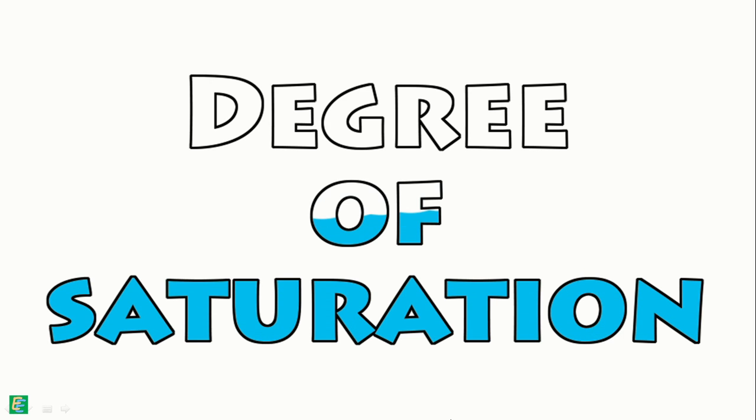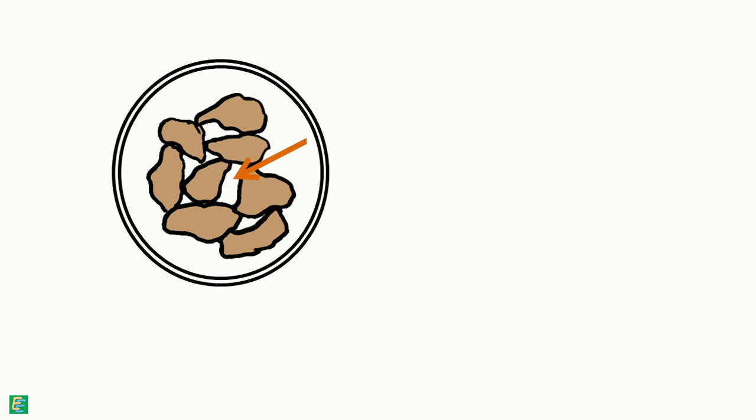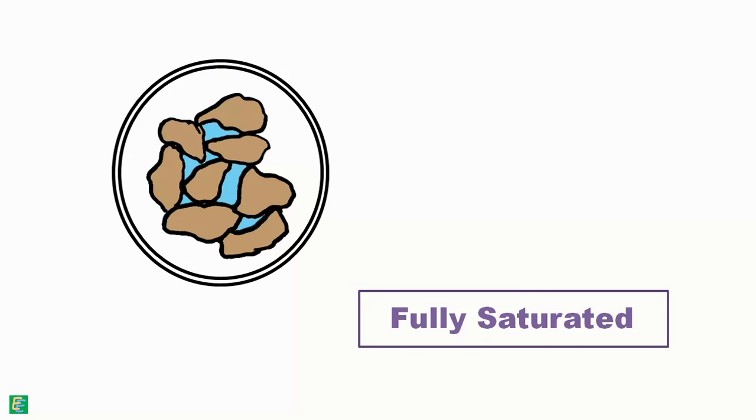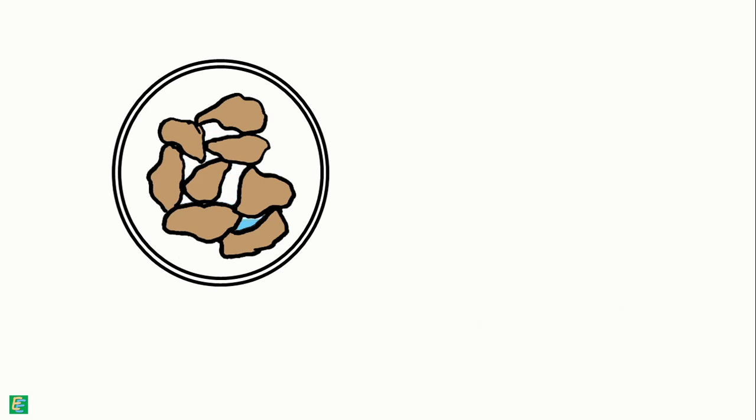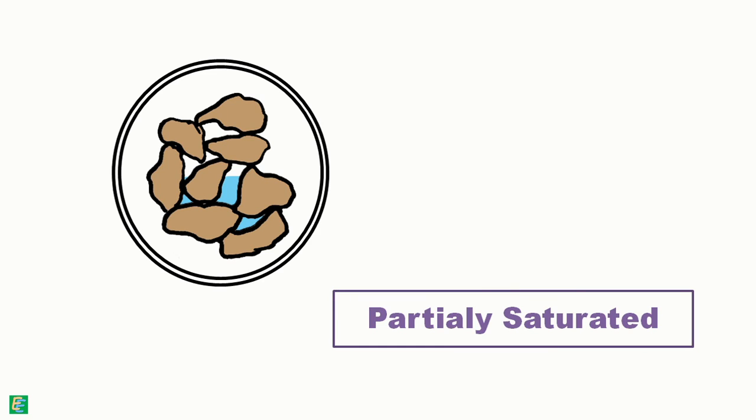Degree of saturation can be understood as how much of the empty space present in the soil sample is filled with water. If this space, which is called pores, is completely filled with water, then the soil is called fully saturated. If no water is present in this space, then the soil is called dry. And if this empty space is partly filled, then the soil sample is called a partially saturated soil sample.